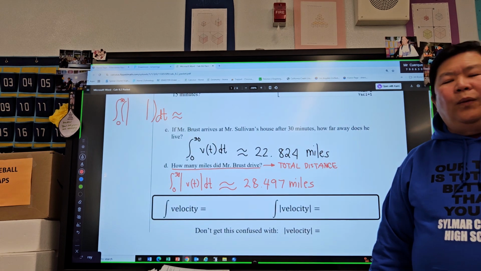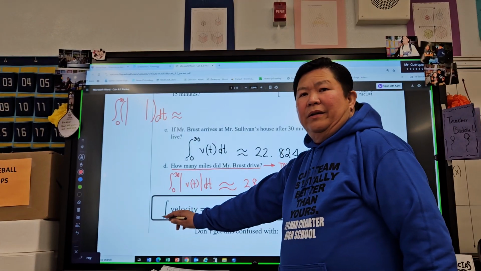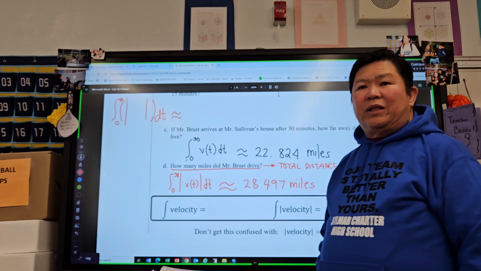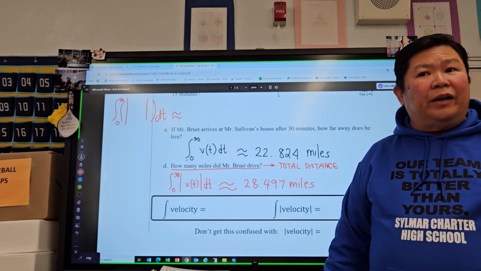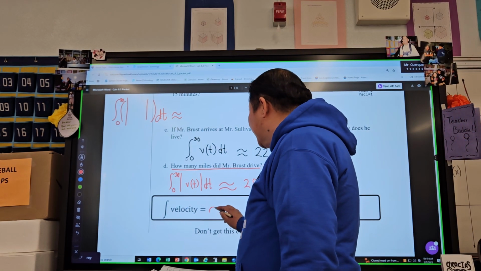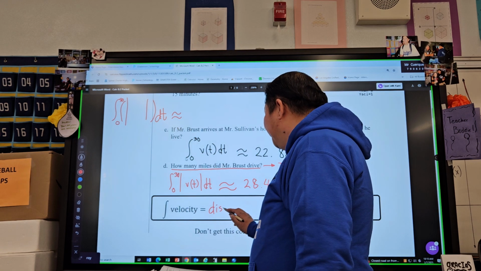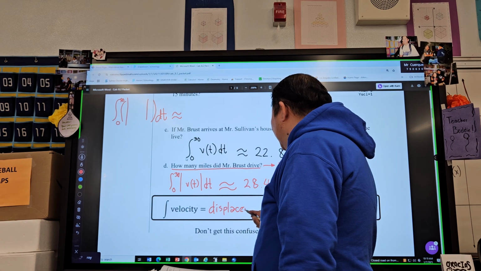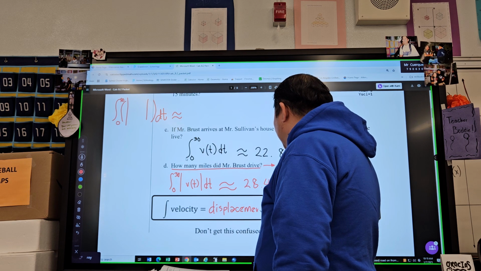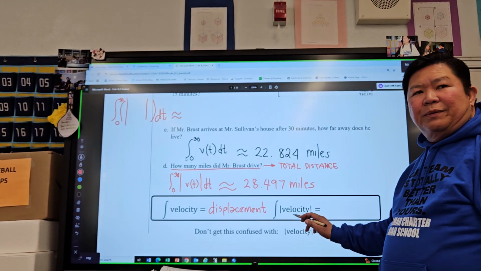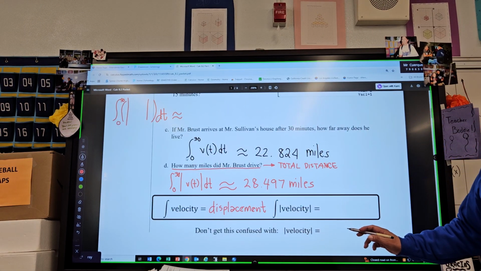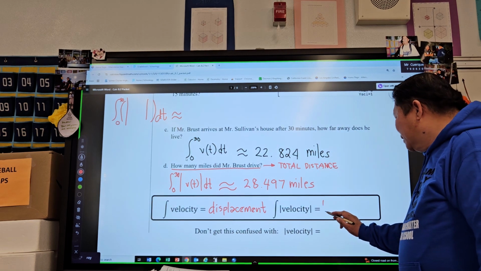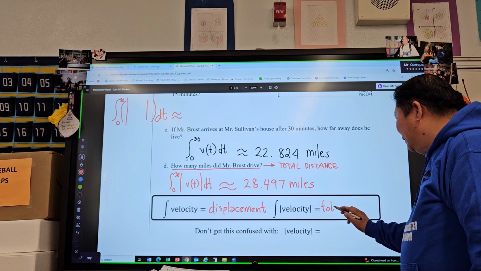So, what is the antiderivative of velocity? That means this is displacement. Okay? This one is displacement. And how about this one? Absolute value. This is total distance.